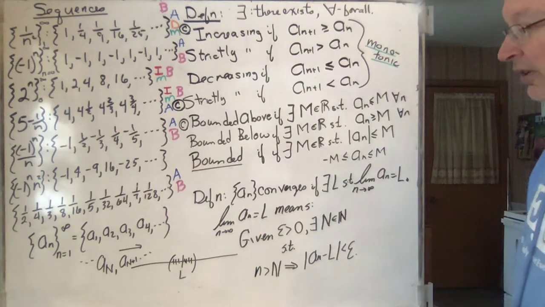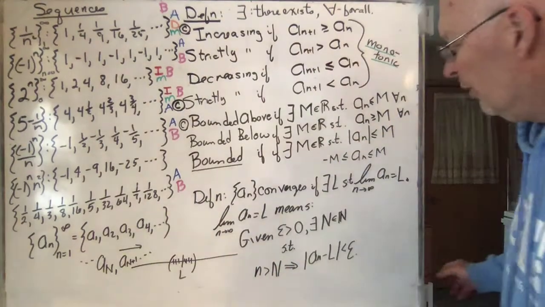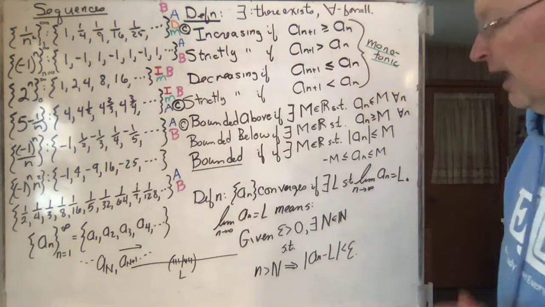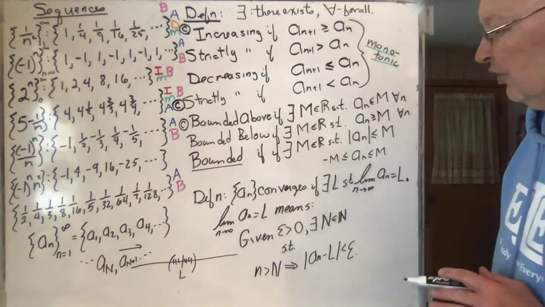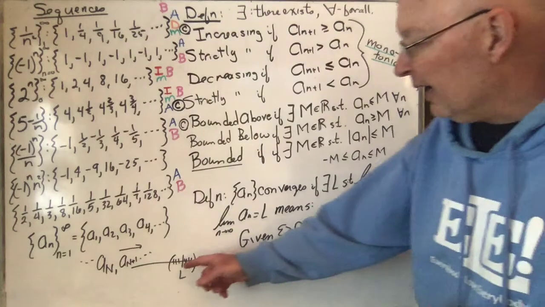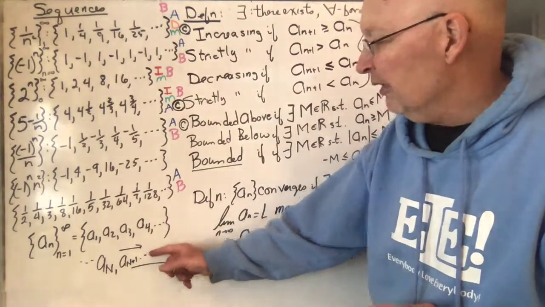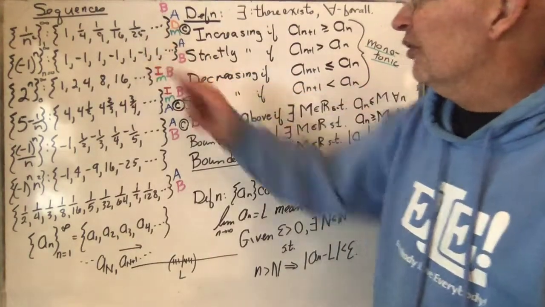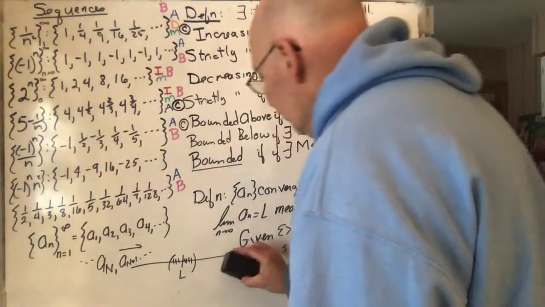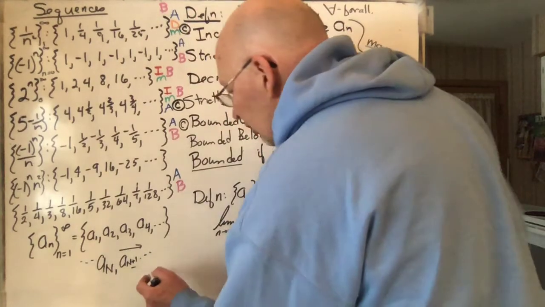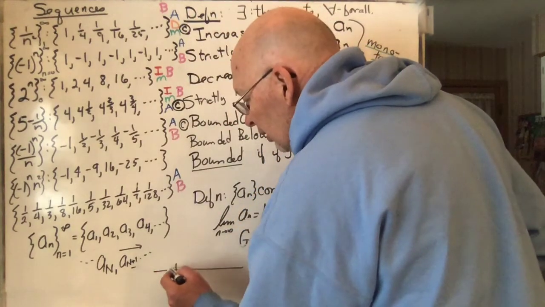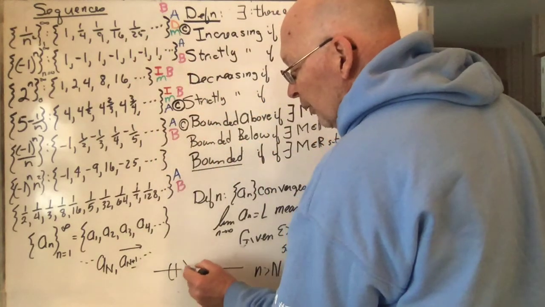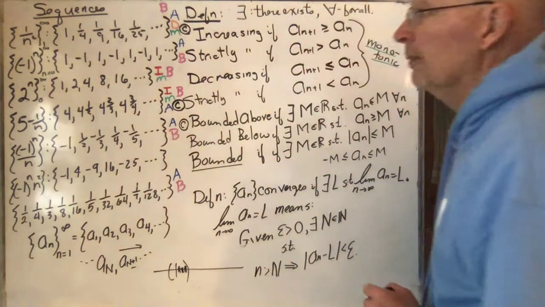So in other words, you choose how close you want them to get to L, and I'll say, okay, if it converges, I'll be able to ensure they're that close eventually. Eventually they're all going to be that close. That's the idea. So this thing converges to 0. Why? Because eventually, no matter what little interval you give me around 0, do you agree? Eventually, all the terms of that sequence are going to be inside that little interval.